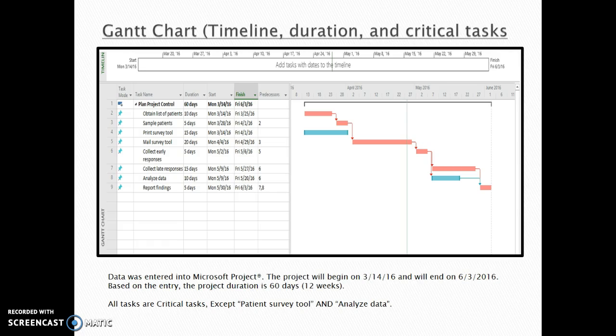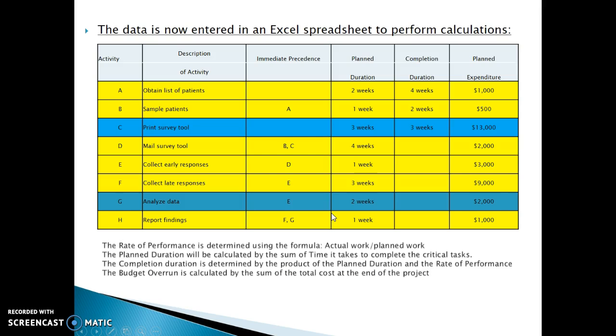Now, all of our tasks that we input were all critical except for print survey tool, which is listed here in blue, as well as analyze data, which is also in blue on the Gantt chart. All others in red are critical tasks. We now took all of the data and transferred them onto an Excel spreadsheet so that we could perform our calculations.